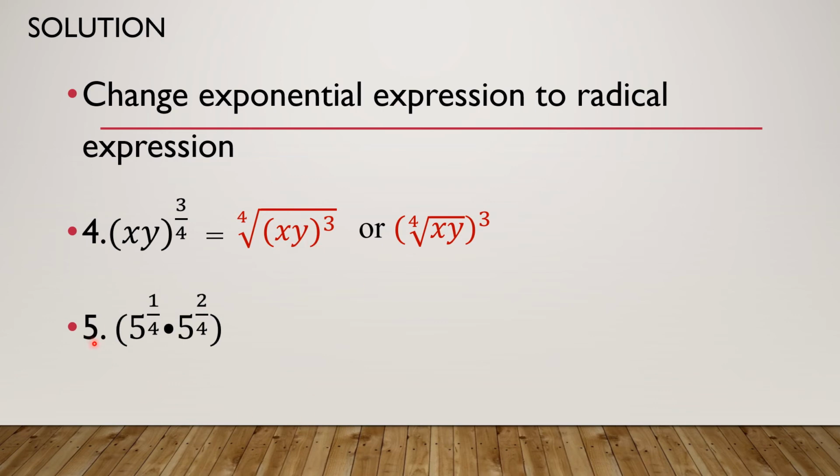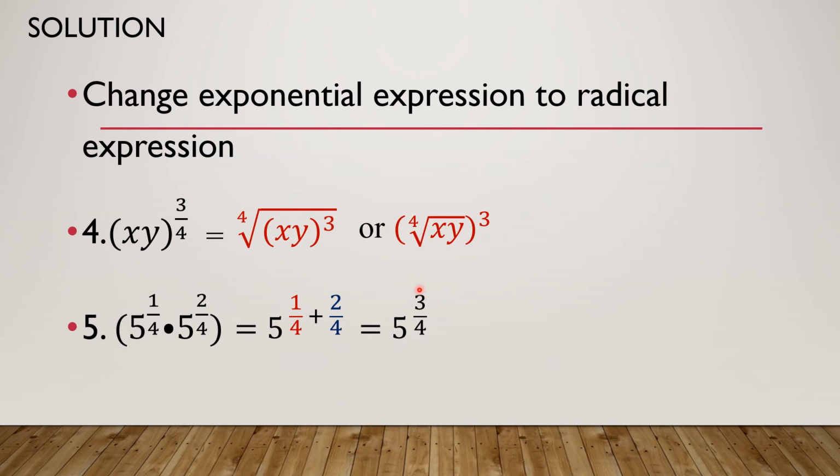Then, for number 5 po, ano po ang gagawin po muna natin? Gagawin muna natin a single rational exponent po siya. So, gagamit po tayo ng tinatawag nating product rule. Dito po sa product rule, gagawin po natin, copy the common base. So, ang common base niya ay 5. Then, add the exponent. 1/4 plus 2/4. Since sila po ay similar fractions, add the numerator, then copy the common denominator. So, the answer is 5 raised to 3/4.